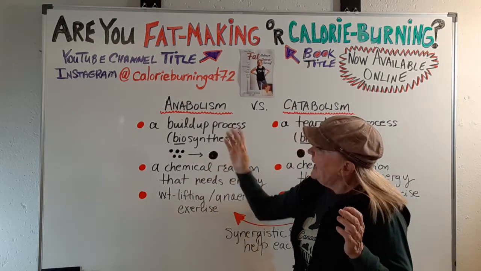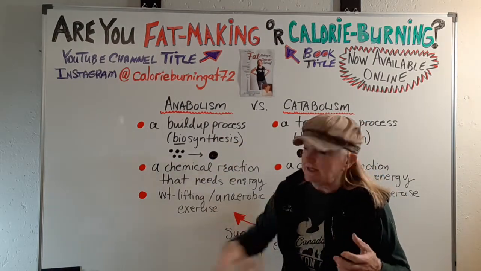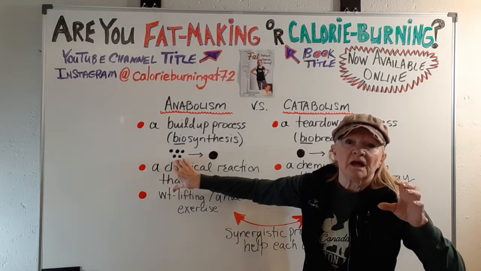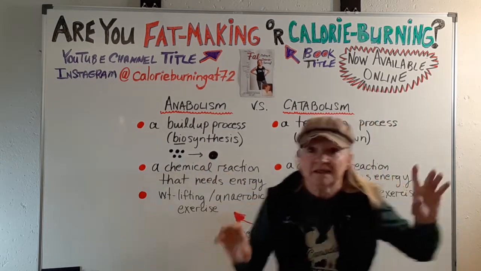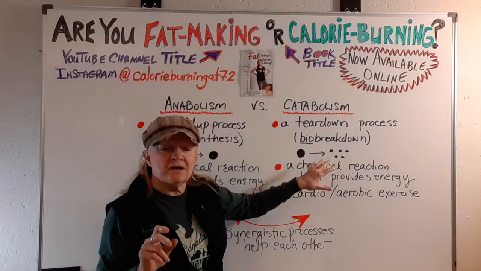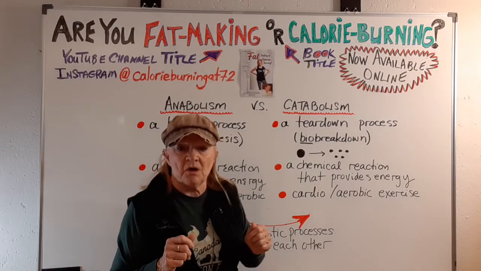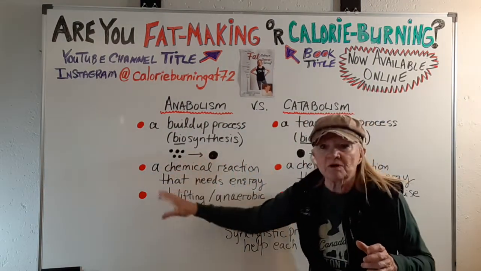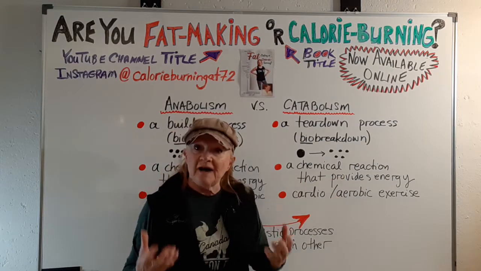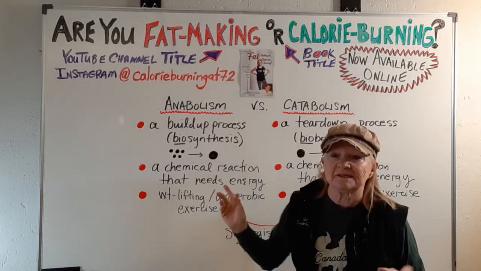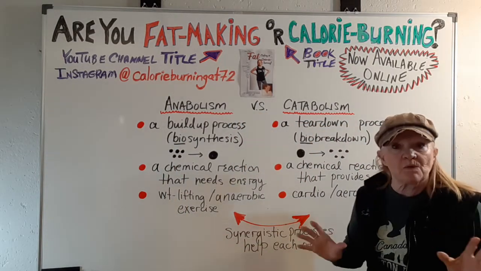So, anabolism is a build-up process, a biosynthesis process. So, for example, it takes small little molecules and builds up complex large molecules. The opposite is catabolism, which is a tear down. It's a breakdown process, and it takes large complex molecules and breaks them into small molecules. So what happens is this is a chemical reaction that needs energy. This is also a chemical reaction, but it provides energy. So you can see that these two are synergistically combined. That is, they help each other. That's why you need both.